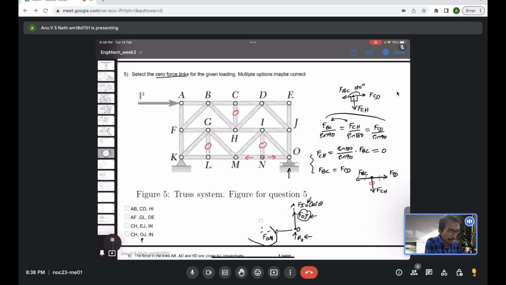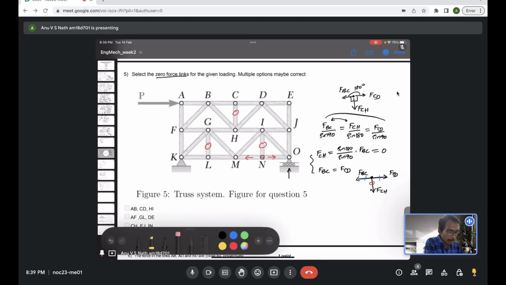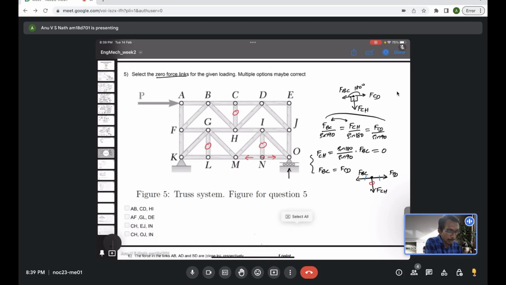So is that clear? Or any doubt in that particular session? So that's why I'm saying OJ will not be a zero force member, but we will have another zero force member.